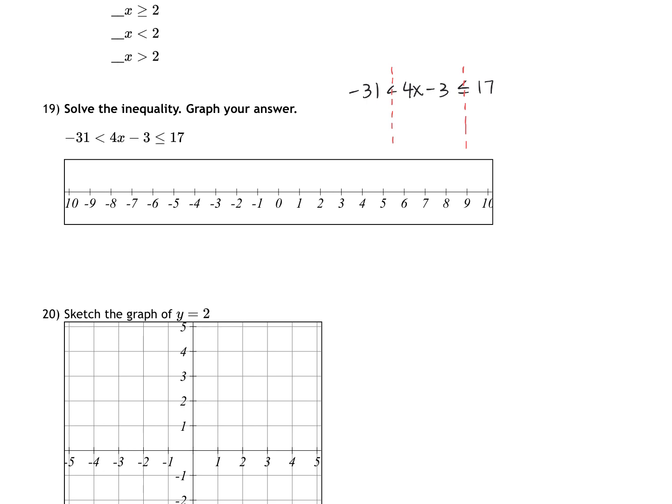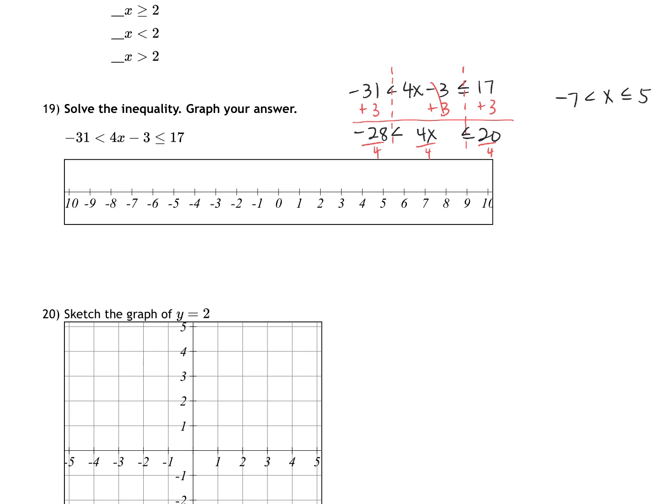The x piece is always going to be in the middle, so we're going to get everything away from the x. So we would start by adding 3, and I have to do that to all 3 parts. So if I do that, I get negative 28, and then 4x, and then 20. And again, to get the x by itself, I would divide by 4. So I would do that to all the parts. So I would have -7 is less than x is less than or equal to 5.